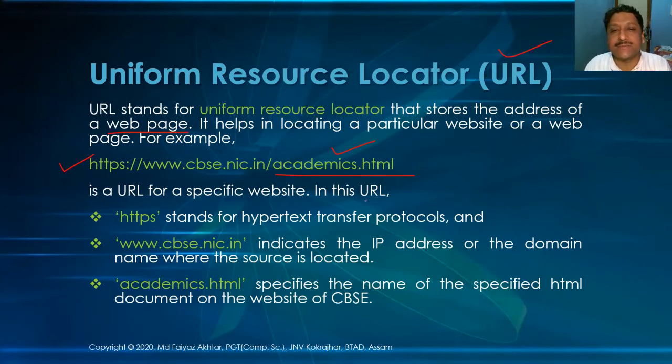This is a URL for a specific website. In this URL, HTTP stands for Hypertext Transfer Protocol, and www.cbse.nic.in indicates the IP address or the domain name where the source page is located. Now academics.html specifies the name of the specific HTML document on the CBSE website. So the complete URL of a particular web page is like this.